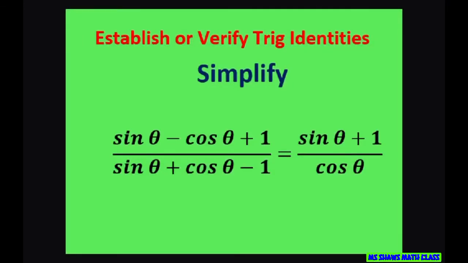Everyone, we're going to verify the following trig identity by simplifying, multiplying by the conjugate. It's a bit messy, so the first thing I'm going to do is write this with parentheses. So I have sine of theta minus cosine of theta, put that in parentheses, plus 1. Divide it by, and do the same thing for the denominator: sine of theta plus cosine of theta minus 1. Put this in parentheses. Now what I'm going to do is multiply the denominator by the conjugate.